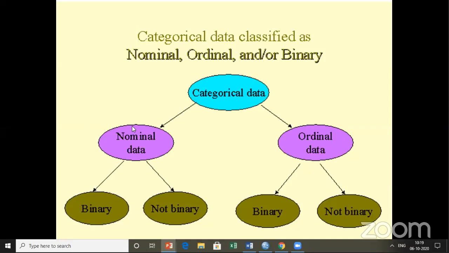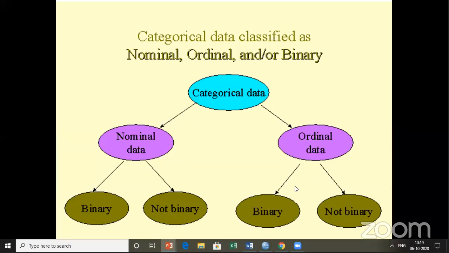So nominal data is once again binary and not binary. Now 1, 2 is binary, but it may not be binary also. 1, 2, 3 could be there as well. So coded values are 1, 2, 3, and then it is not a binary aspect here.